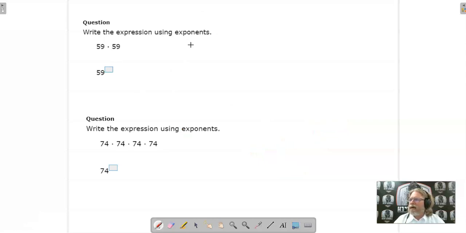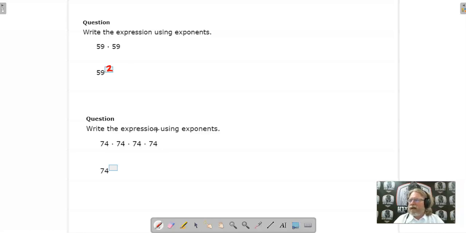We have to write the expression using exponents. So 59 is the base. That's been given. We just need the exponent. How many times is the base a factor? It happens to be twice, so it's 59 to the second. Remember, we could also read this as 59 squared. Anytime something's to the power of 2, we could read it as squared.